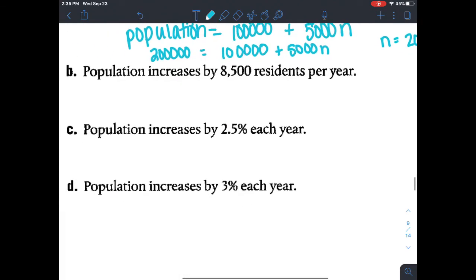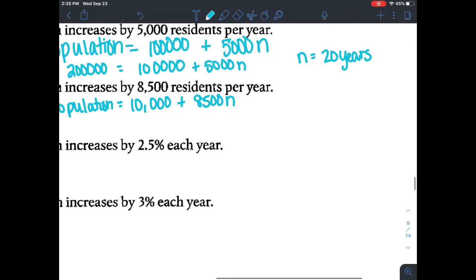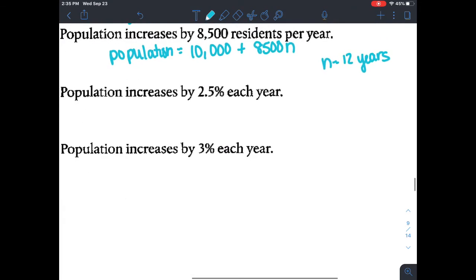Okay, then population increases by 8,500 residents per year. So again, I will have population equals 100,000 plus 8,500 times N. Same thing, I'm going to plug 200,000 in for the population. N will equal 12 years.